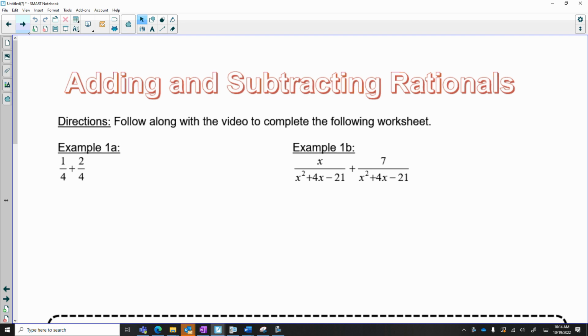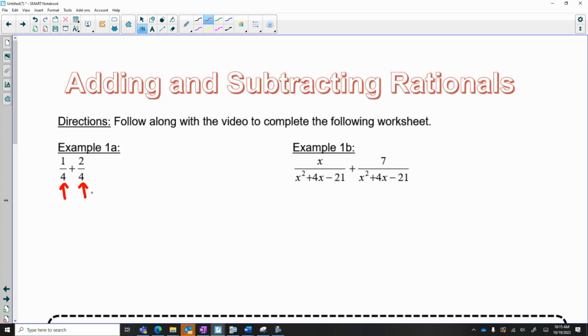Remember, a rational is a fractional function. It's a function that has fractions, a polynomial and a polynomial. So before we do anything, we need to review some basic properties of adding and subtracting with fractions. So the first example, 1a, shows that both of these have the same denominator.